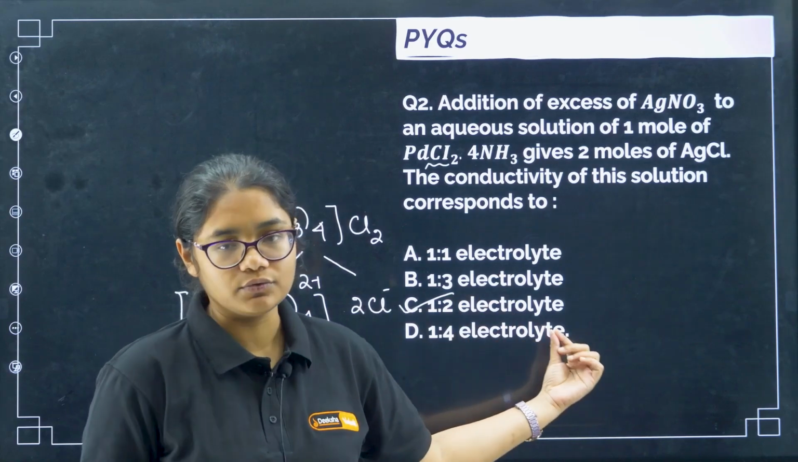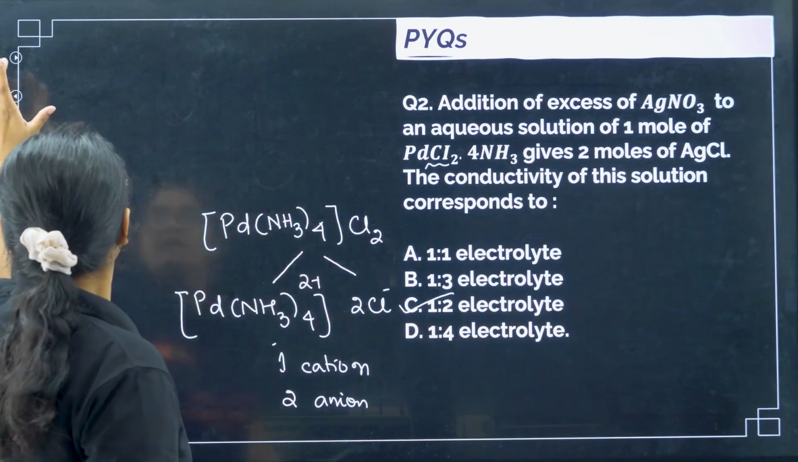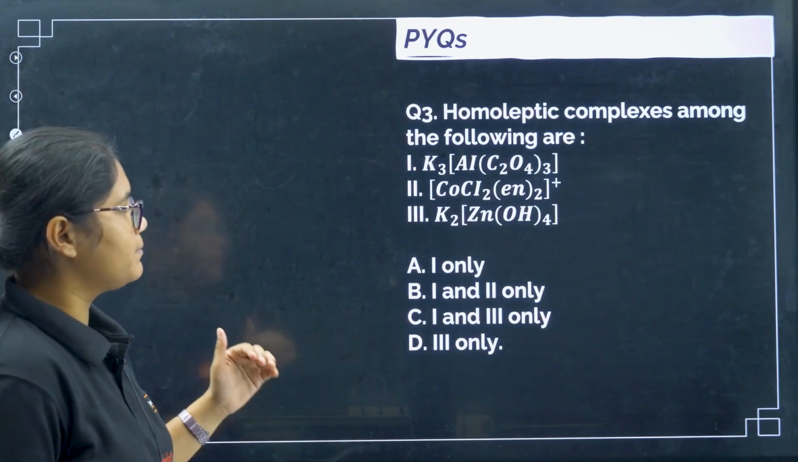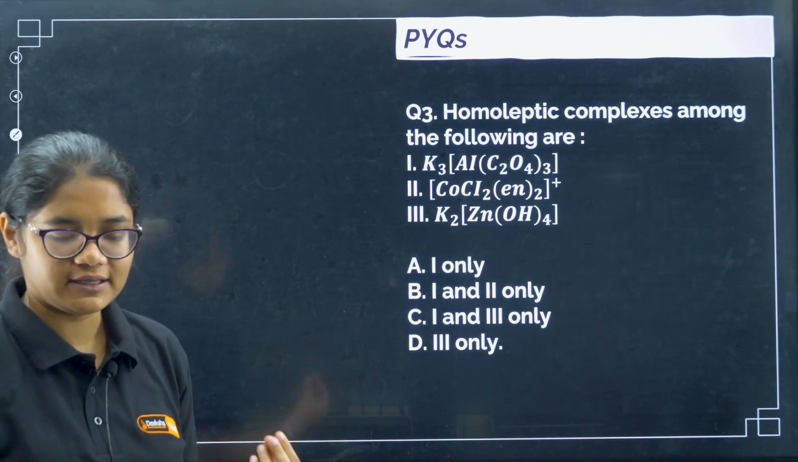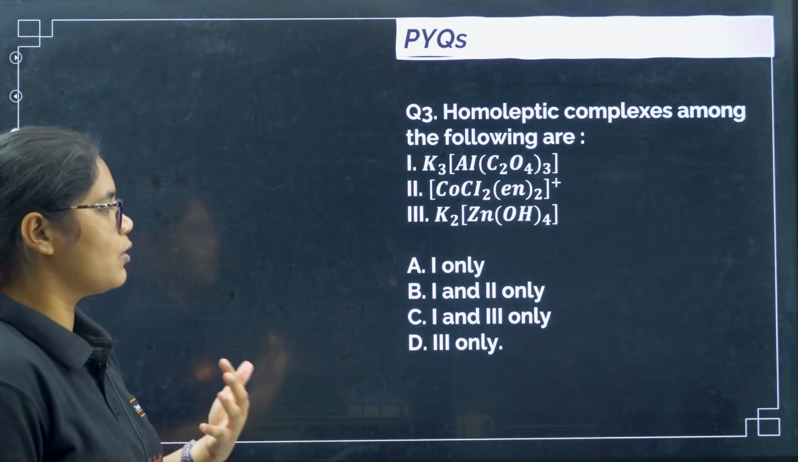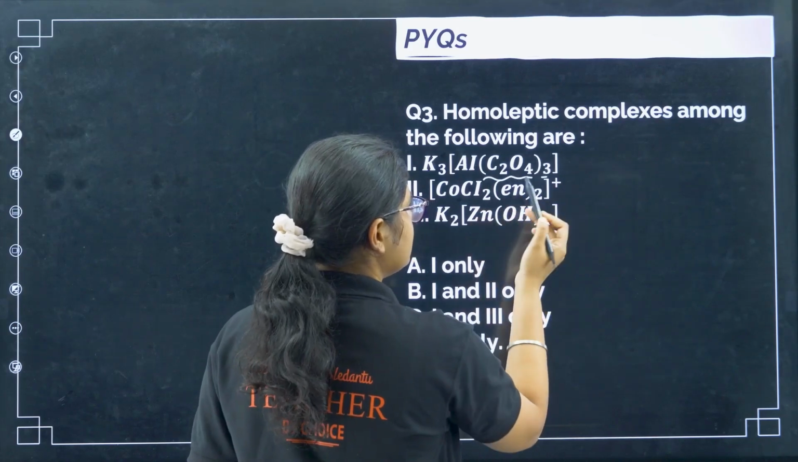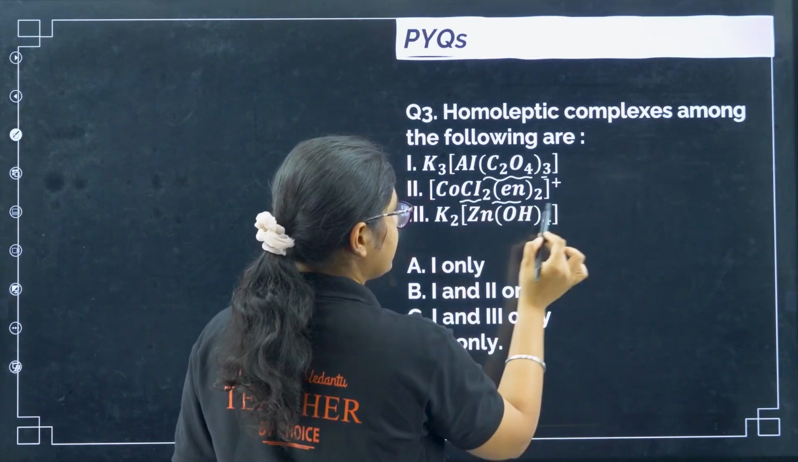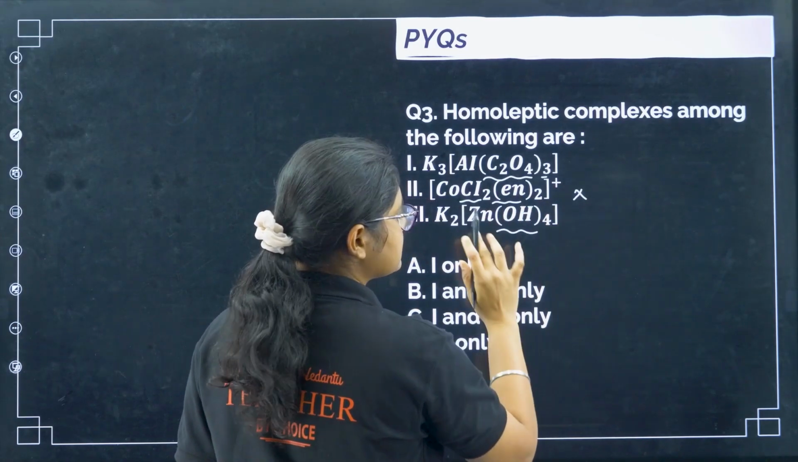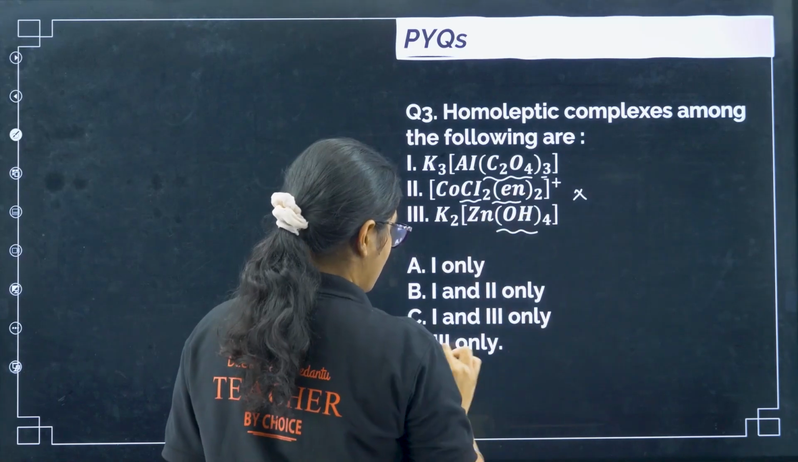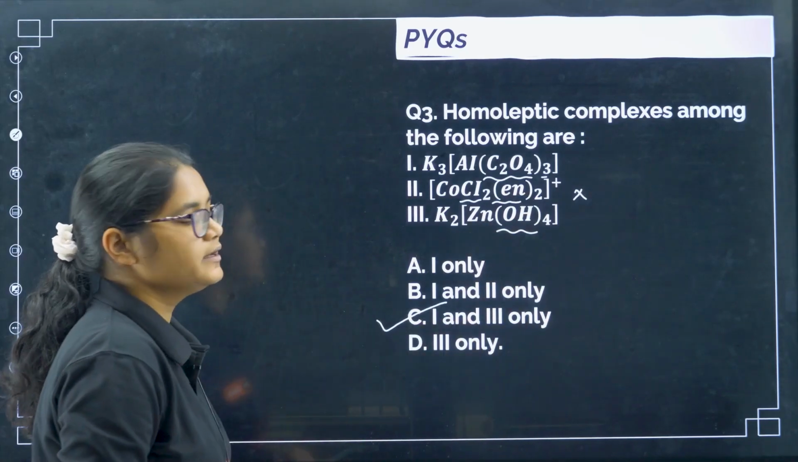So 1:2 electrolyte. Okay. Next, homoleptic complexes among the following are. This is a very easy question. Homoleptic complex means all the ligands should be the same. So you can see here all the ligands are the same, C2O4. Here you can see different ligands, so this is not it. Here also you can see all the ligands are the same. So 1 and 3, that is your option number C.